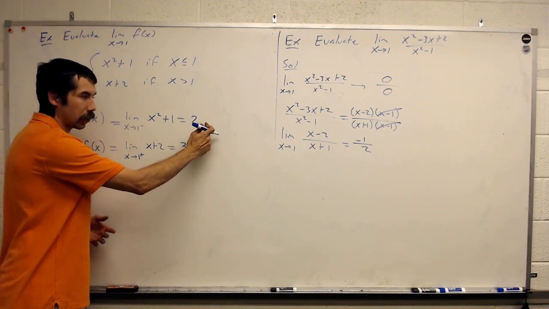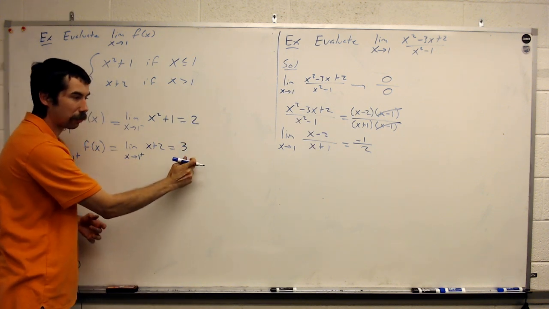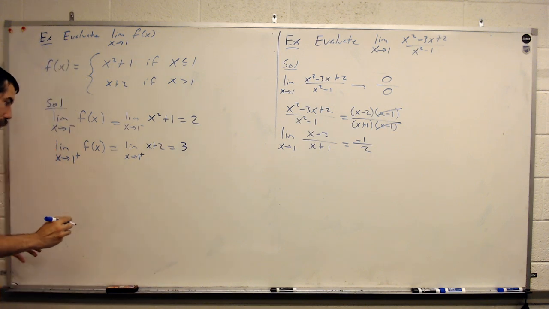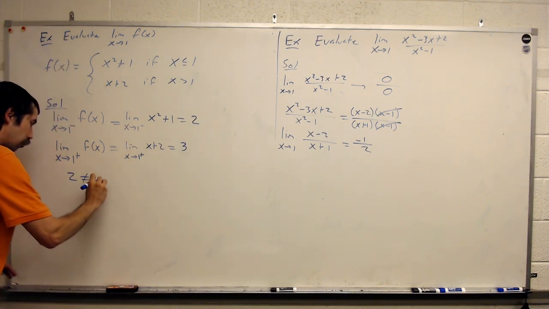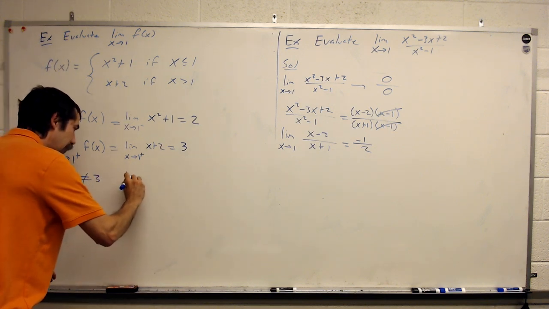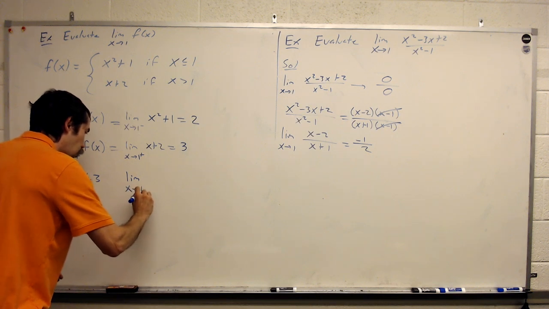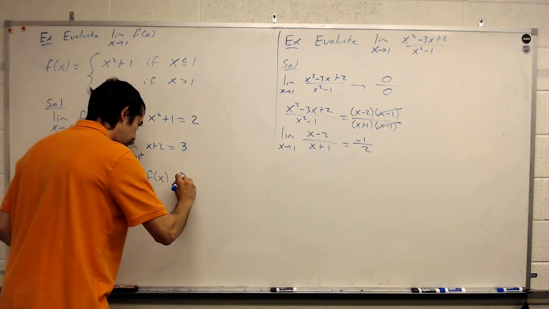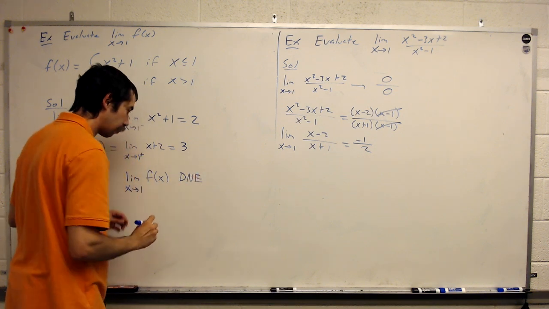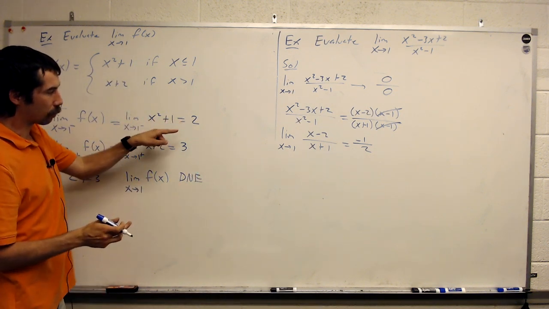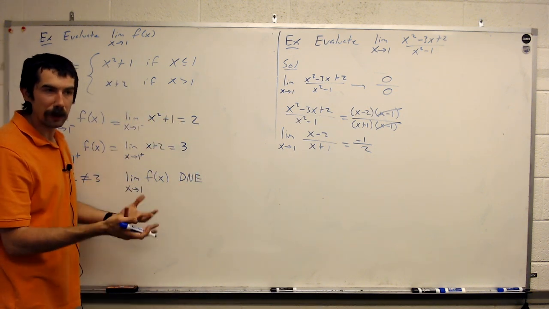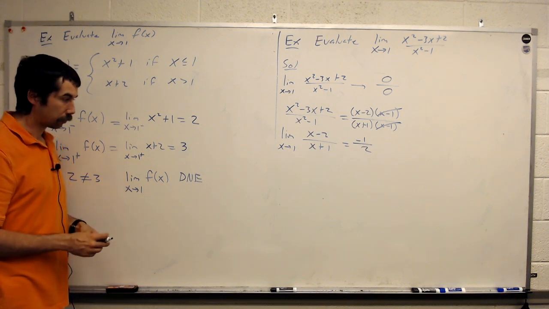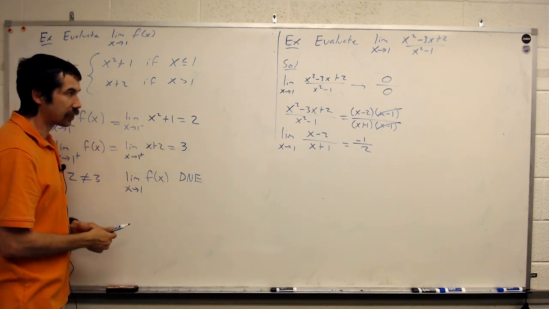Our left-hand limit is 2. Our right-hand limit is 3. These are not the same value, right? 2 does not equal 3. Therefore, the limit as x goes to 1 of our function does not exist. If these two values were the same, then that number would be our limiting value. But since they're different, the limit does not exist.